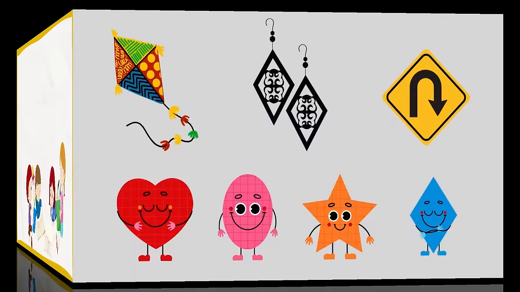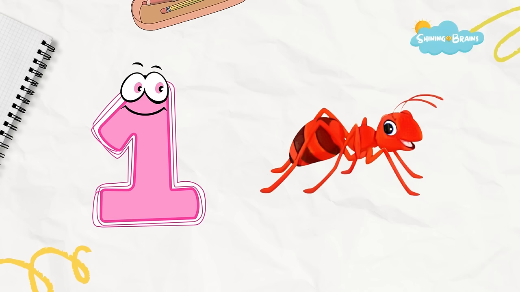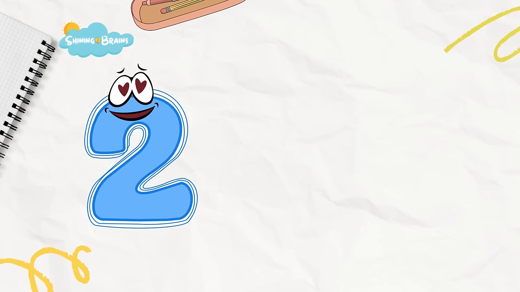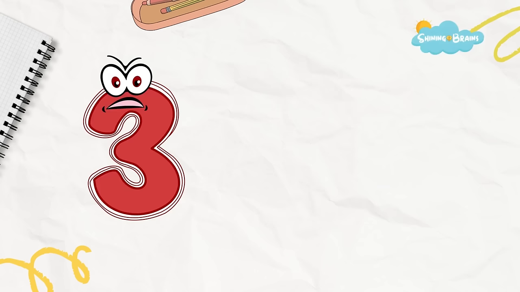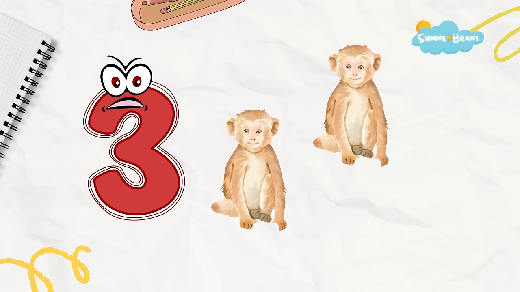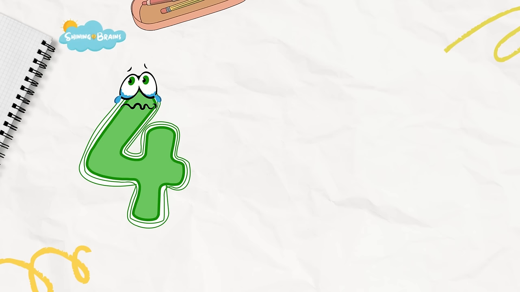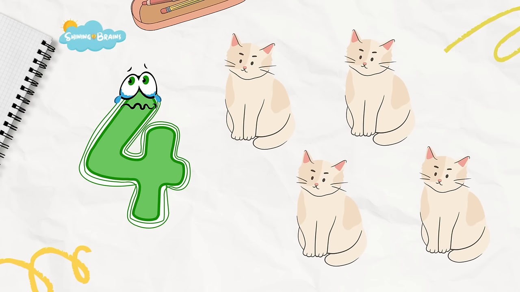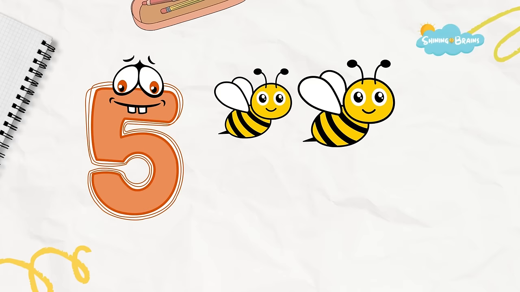Count with me from 1 to 10. 1. One ant. 2. One. Two. Two fishes. 3. One. Two. Three. Three monkeys. 4. One. Two, three, four. Four cats. 5. One, two, three, four, five. Five bees.